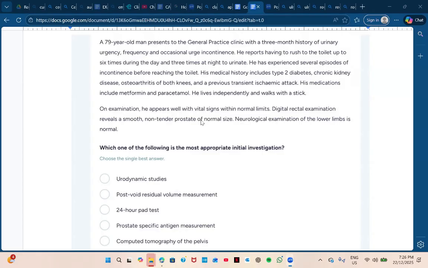What about other doctors? Okay, what about other doctors? Mm-hmm. Okay, you are going with the 24-hour pad test. Okay, let's check the answer.